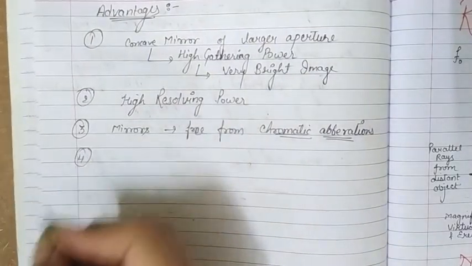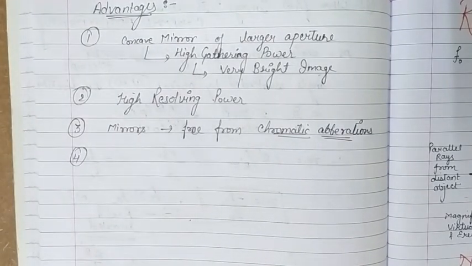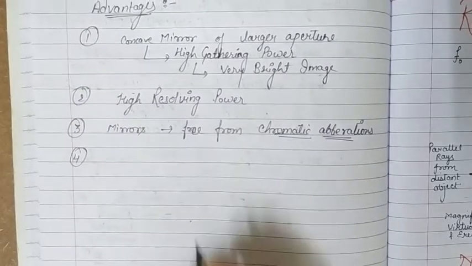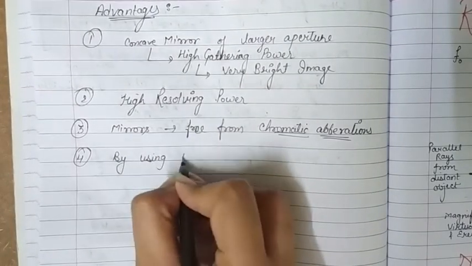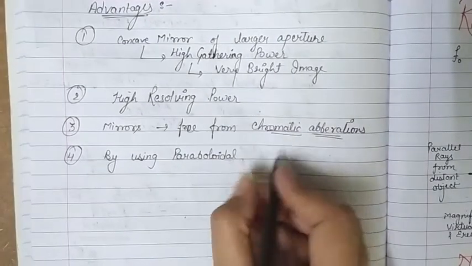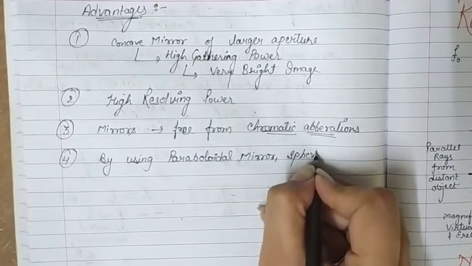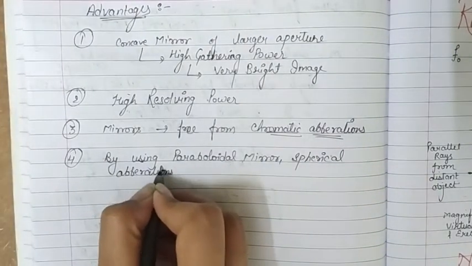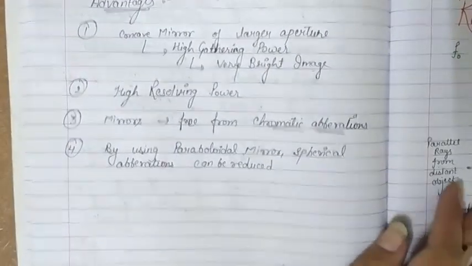The next advantage is that the use of a paraboloidal mirror, as used in the Cassegrain reflecting telescope, also reduces the spherical aberration. So by using a paraboloidal mirror, spherical aberrations can be reduced. This is also an advantage of using a reflecting type telescope.